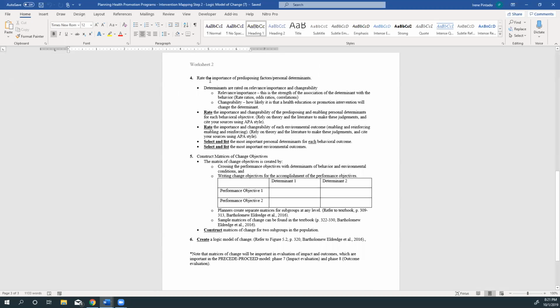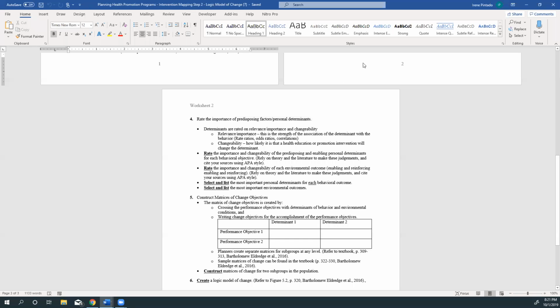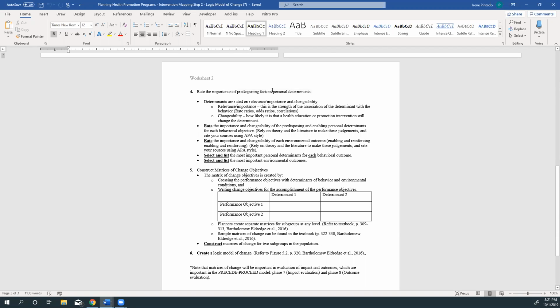And then the other thing you're going to do, once you've done all the work to this point, is rate your predisposing factors and your personal determinants. You will rate them on importance, and you will rate them on changeability, much like you've already done, that changeable versus important, and find what quadrant they fit in. Once you've rated them that way, you can select from the list which ones you are going to target as your behavioral outcomes and which as your environmental outcomes. Again, you do not have to pick everything under the sun. You just need to pick the best things, the things that you think would actually work.